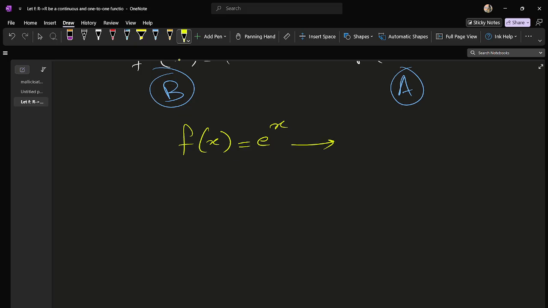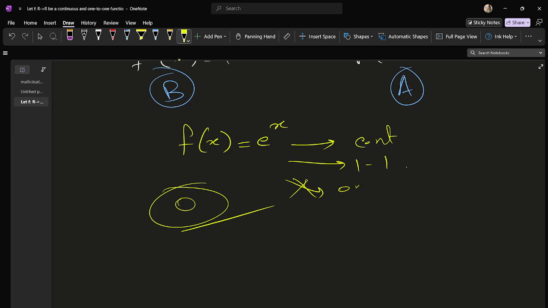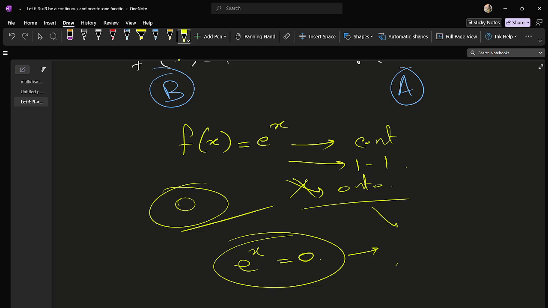This function is continuous and one-one, but we cannot map to 0 here, so 0 will remain outside the image. As we cannot do this, this has no solution here, so it is not onto over R.